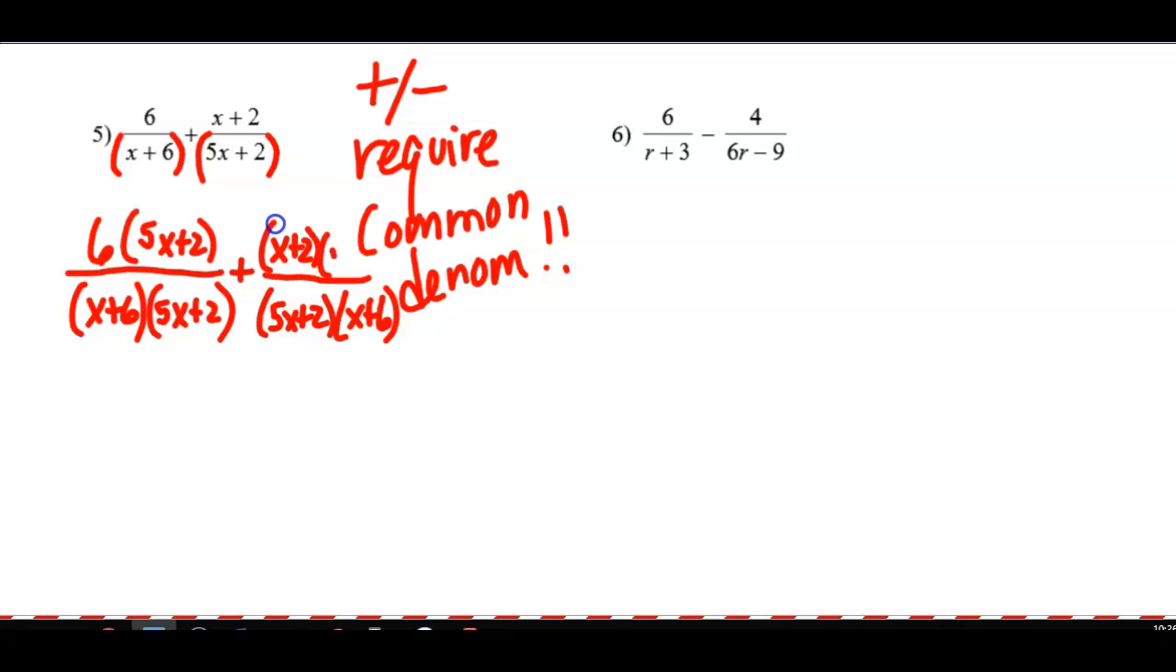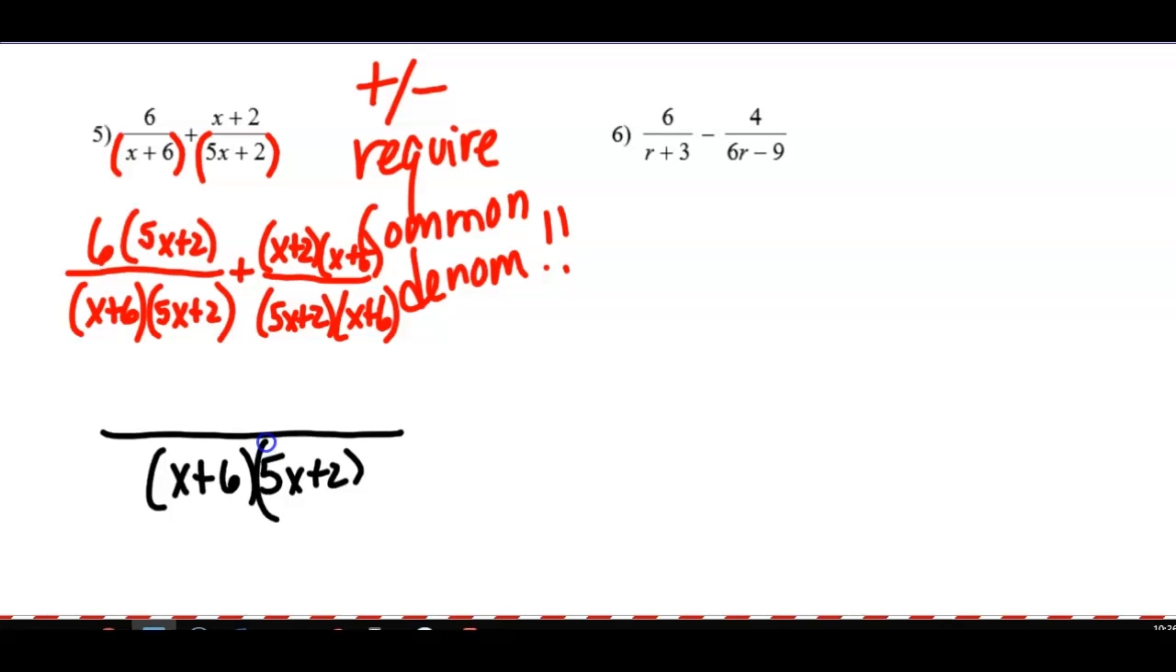It had an x plus 2, and we're going to multiply it by an x plus 6. All right, that's kind of scribbly, I apologize. So the new denominator has both an x plus 6 and a 5x plus 2. But we have to do a bunch of stuff up top to simplify. First, we can distribute here, 30x plus 12.